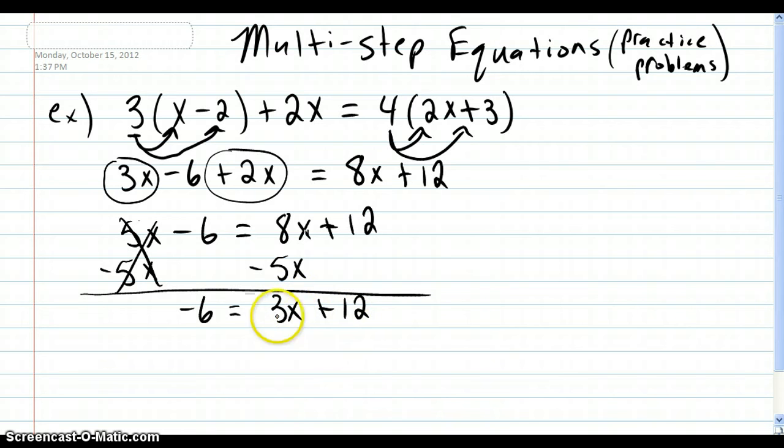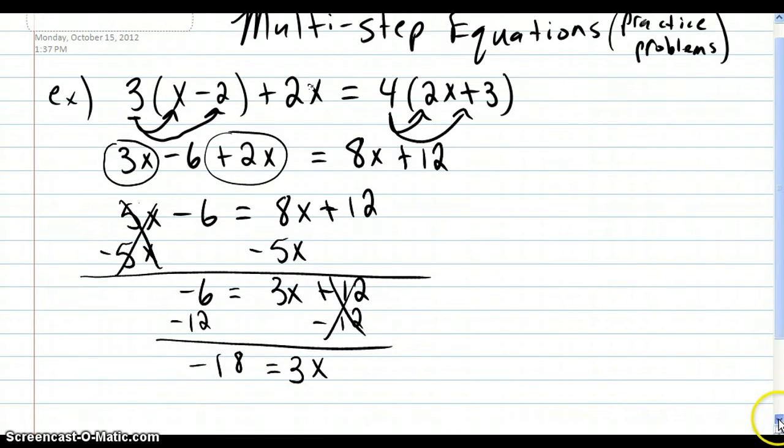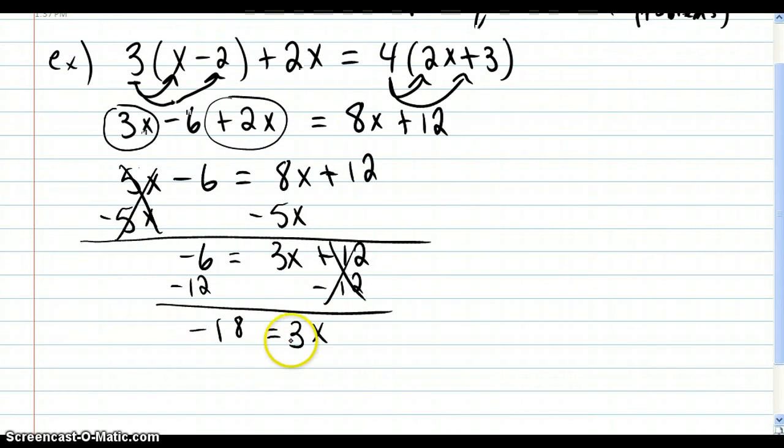Now we have x all over here. Want to get it by itself, so subtract 12, subtract the 12. 12 minus 12 goes away. 3x equals negative 6 minus 12 is a negative 18. Now we need to get rid of this 3, so we divide by 3, and that's a big 1. Divide by 3. Negative 18 divided by 3 is negative 6 equals x. So x is negative 6.